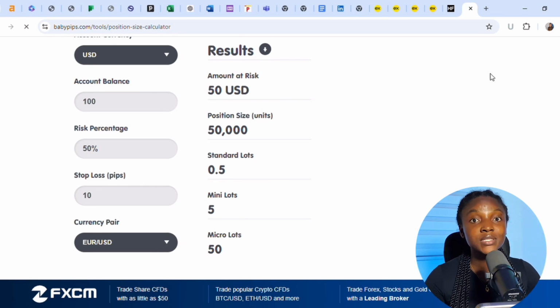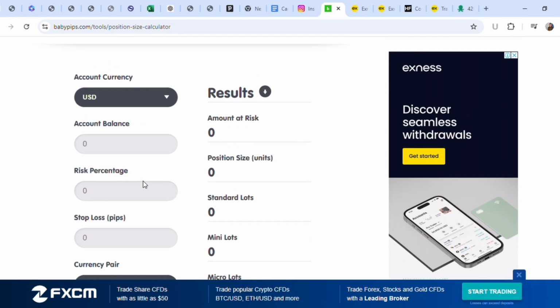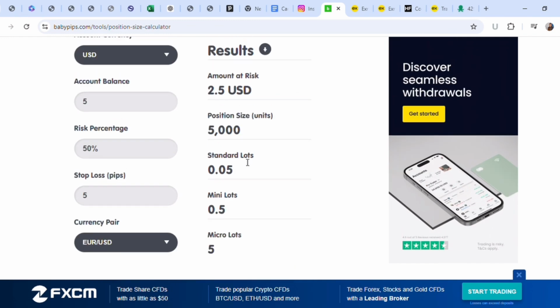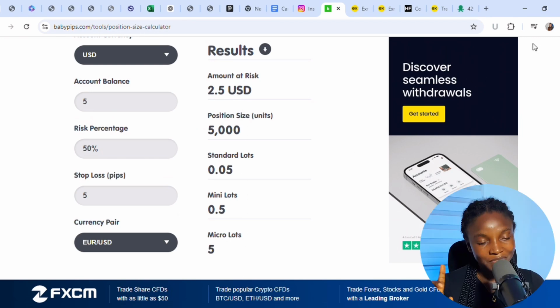free to use. So when we enter $5, that's about 100 rands as our account balance, and we say we want to risk 50% of our account balance, and we set our stop loss at 5 pips, we see that we can trade up to 0.05 standard lots. That's about 5,000 units. Stay with me.